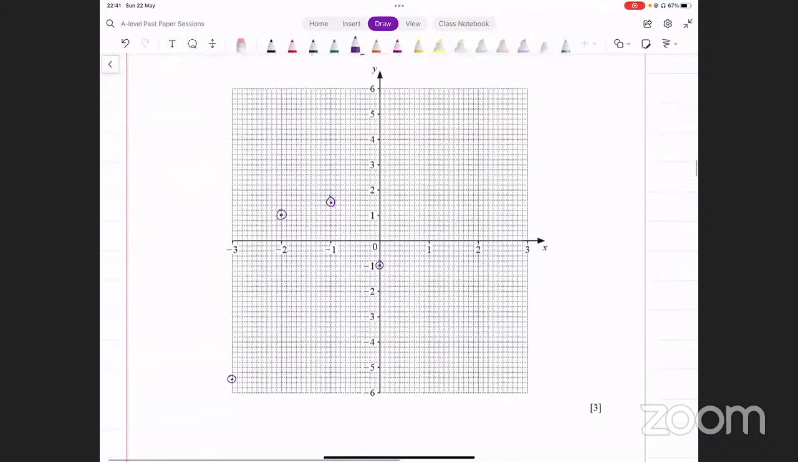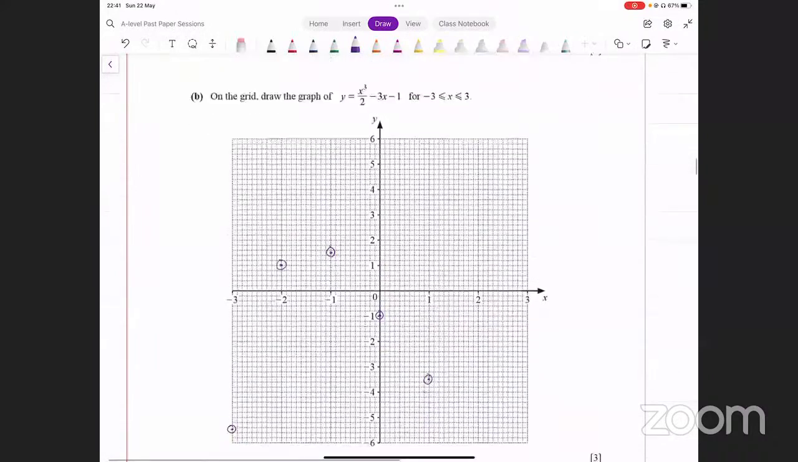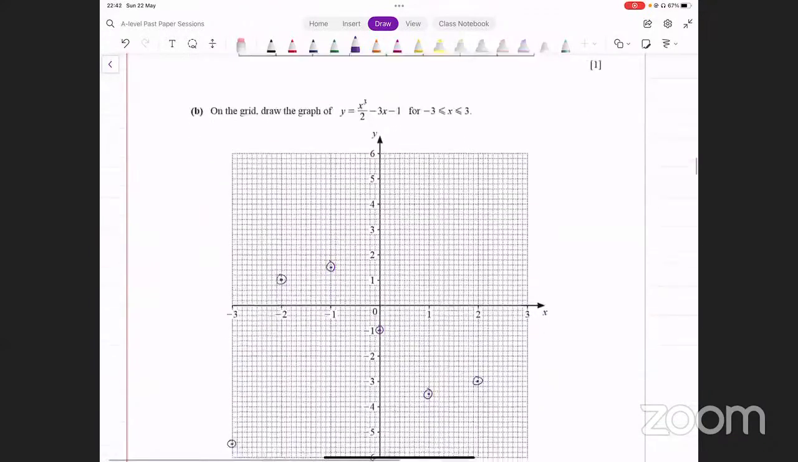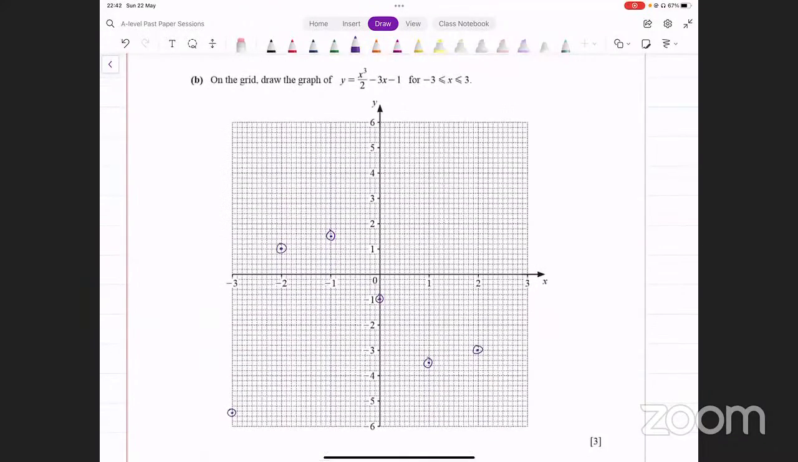At 1, we've got -3.5. That is going to be here. At 2, we've got -3. That is right here. And then 3 पे, we've got 3.5. And that's right here. ये आपको curve draw करनी है. आपने points सारे plot कर लिए. So you'll get at least 1 mark for plotting the points correctly.